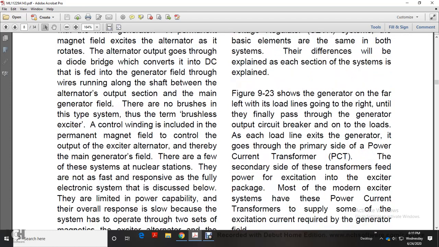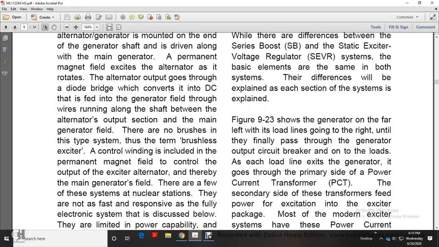Alright, figure 9-23 shows the generator at the far left, with the load lines to the right, leading to the final path of the generator output circuit with the breaker on the load. Each of the load lines from the generator goes through the primary side of the power current transformer. The secondary side of the transformer feeds the power for the excitation into the exciter package. The exciter system has the power current transformer to supply some of the excitation current required by the generator field. So once again, you have your series boost and static exciter voltage regulator.